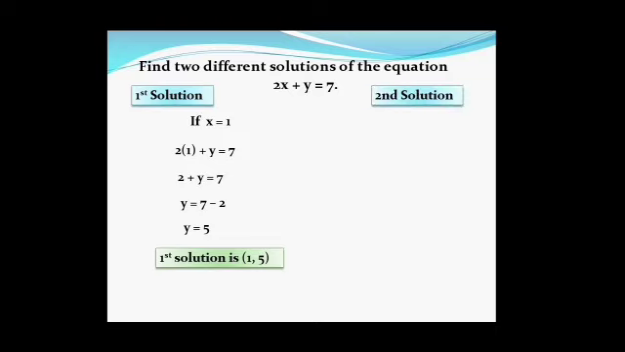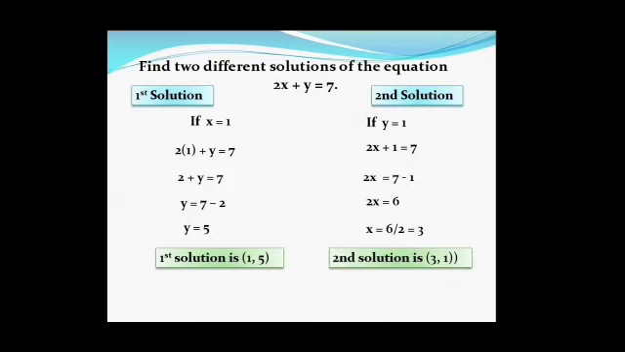Second solution, if we substitute y equal 1, then we will get 2x plus 1 equals 7, 2x equals 7 minus 1, 2x equals 6, x equals 6 upon 2, which is equal to 3. So the second solution will be (3, 1). Similarly, we can find many solutions of any linear equation in two variables.